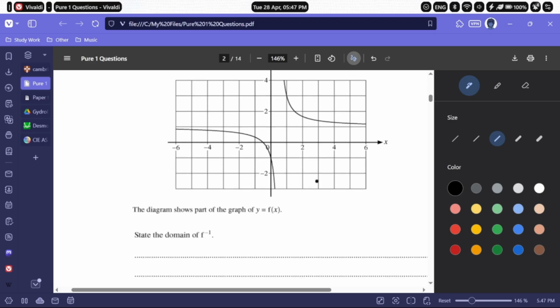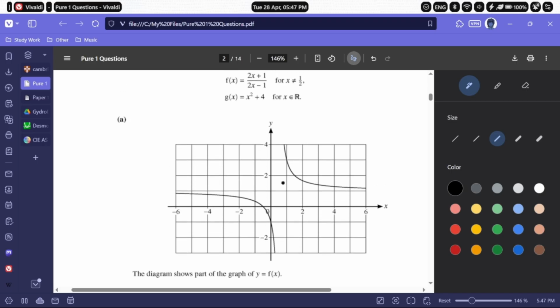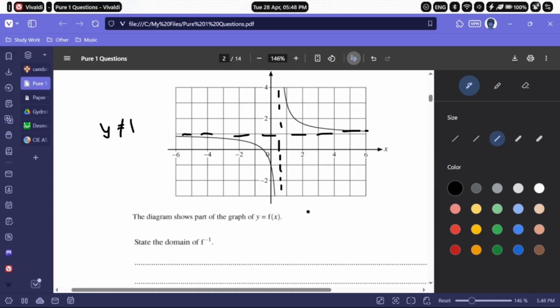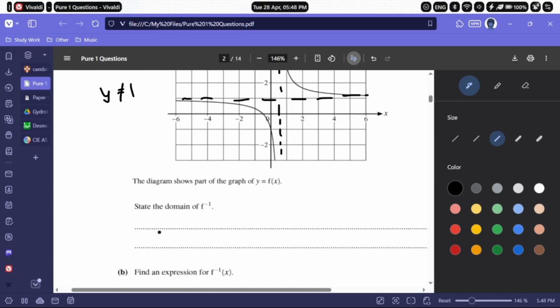Anyway, you have f of x. If you look at the function, you can tell there's going to be an asymptote over here because the function is approaching that vertical line, and your second asymptote would be over here. Because it's talking about the range, y cannot be equal to 1 in this case for f of x. That means the domain would just be x is not equal to 1.